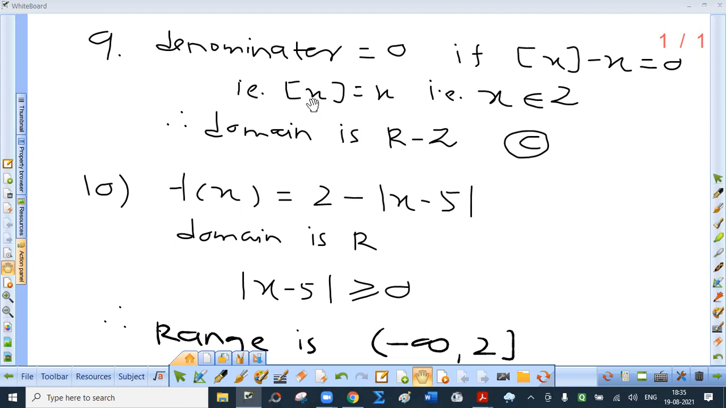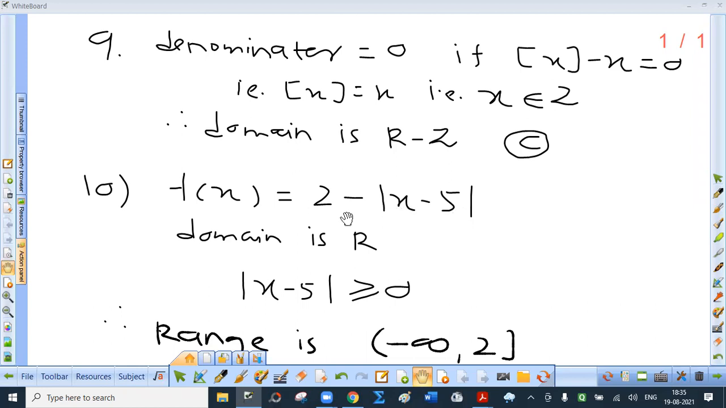10th is interesting. The domain and range of f of x equal to 2 minus mod of x minus 5 is. Now you will laugh at it and some of you may not believe this. I have seen one student taking this as what? 2 minus 1x minus 51, and he simplified it as minus x. And he tells me, but sir, we don't say 1x. 1x means x. So he simplifies this as minus x minus 49.